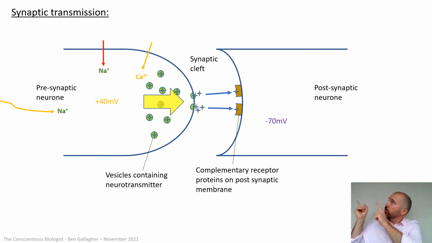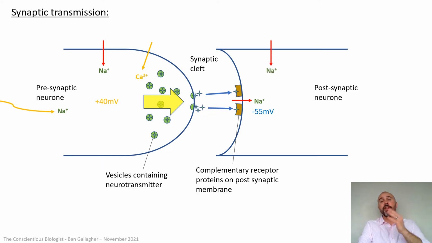Now, when that neurotransmitter locks into those protein receptors, it will open chemically gated sodium channels. That will allow sodium to move into the postsynaptic neuron, only enough to raise it to the threshold potential, because once you've got the threshold potential, that opens the sodium voltage gated channels.